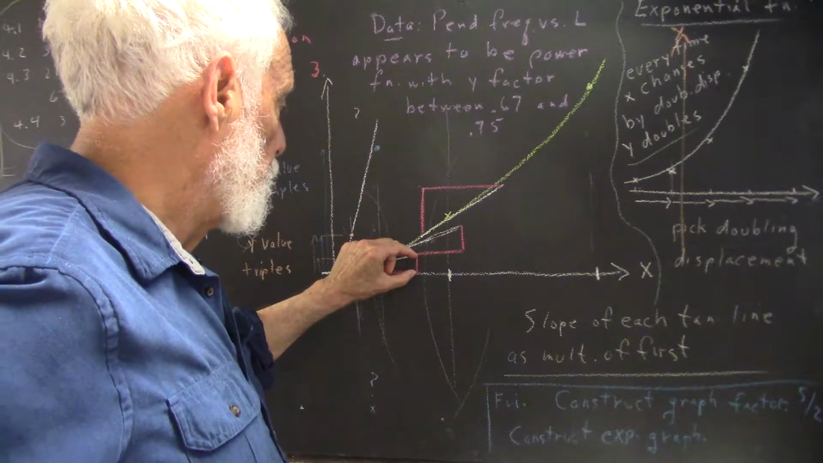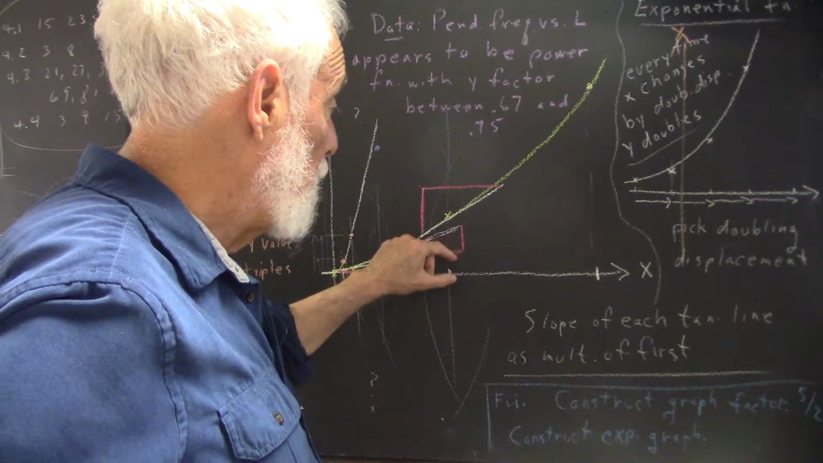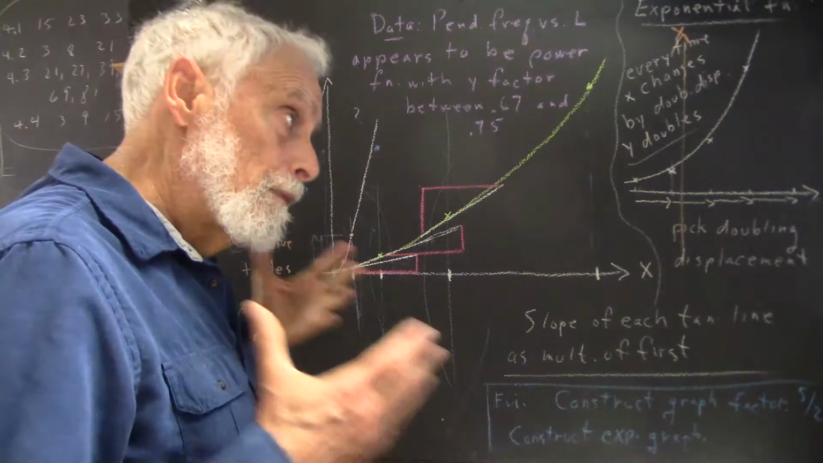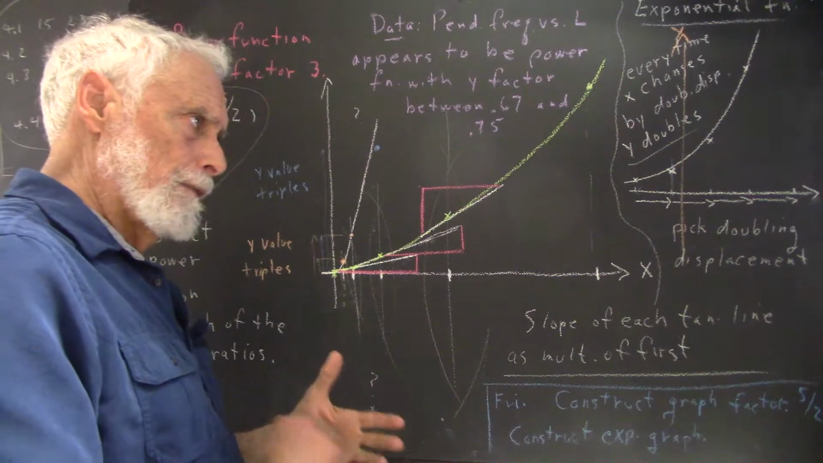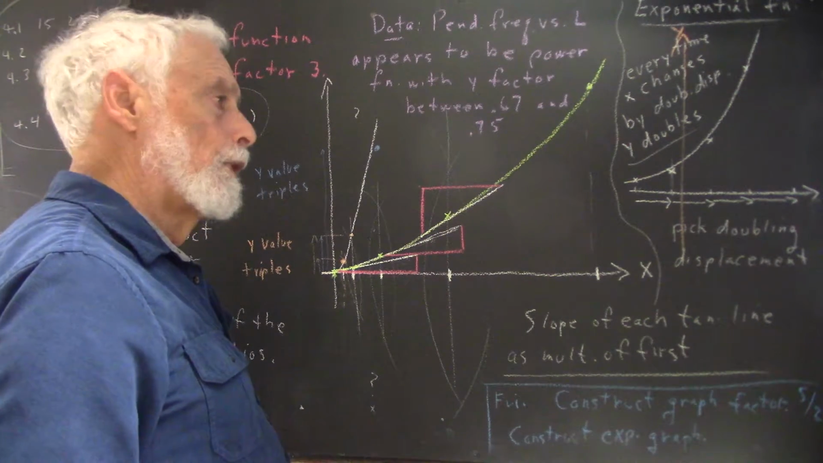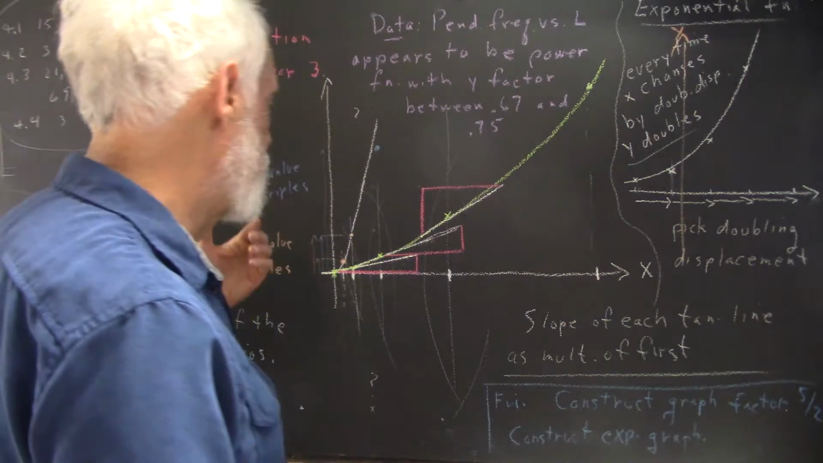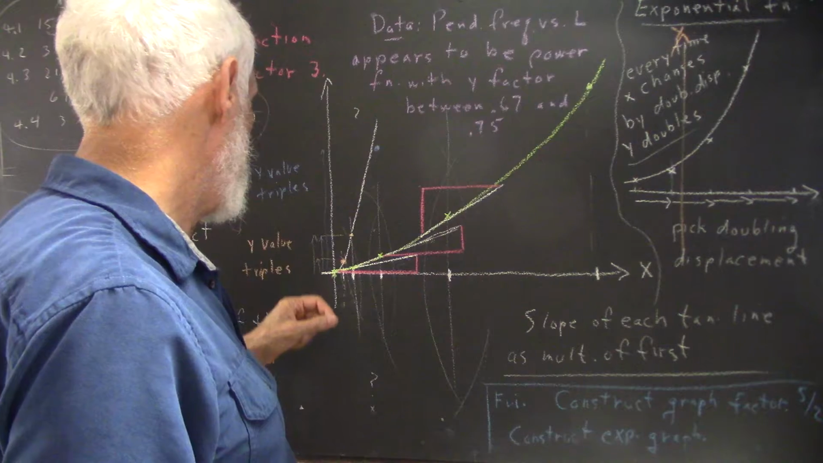Right there's the rise of the first. The rise of the second is about 1.5 times the rise of the first. Now, you were asked to construct something of this nature, and you want to make your estimates a little more precise than mine, but you can do that, and you can actually construct those estimates using compass and straight edge.